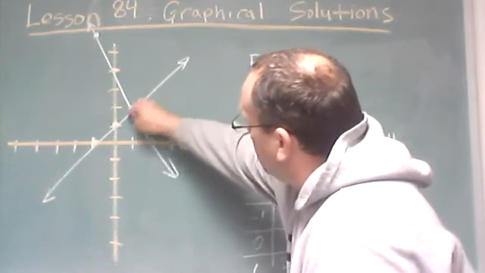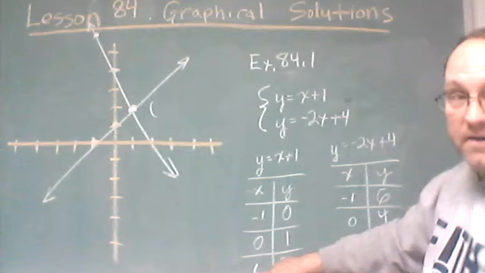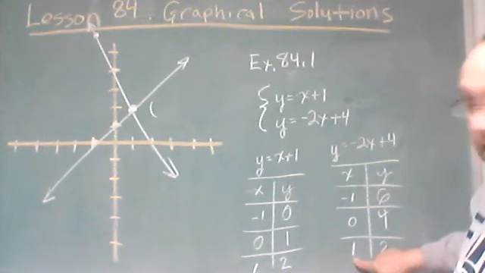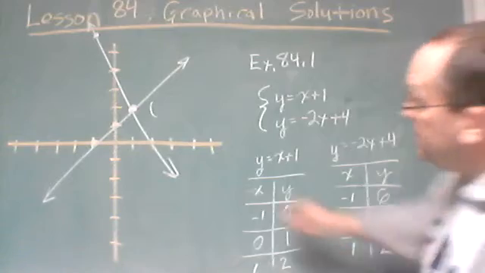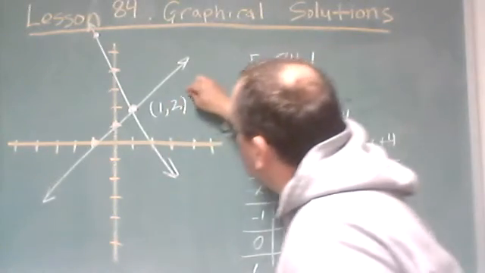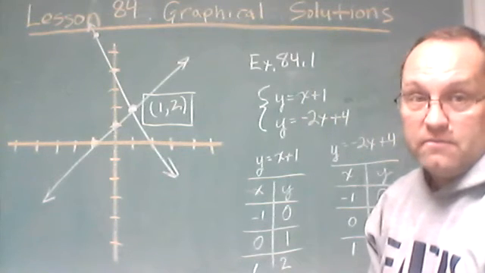And we said that the lines cross because we saw the two points are the same here, the bottom two points. X is 1 and y is 2. Okay, x is 1, y is 2. That is the solution to that set right there.